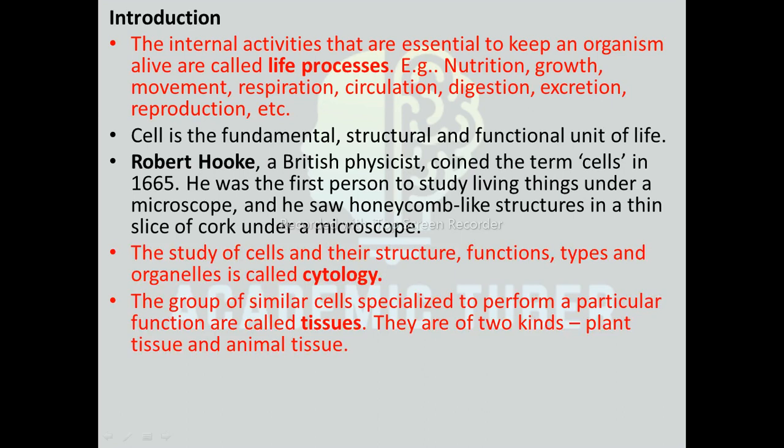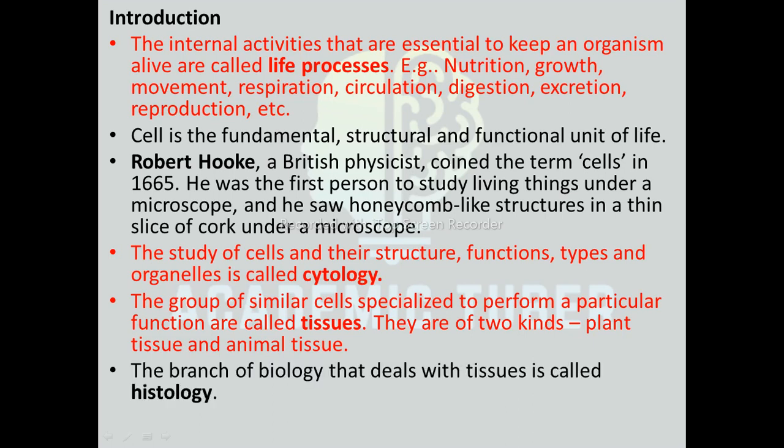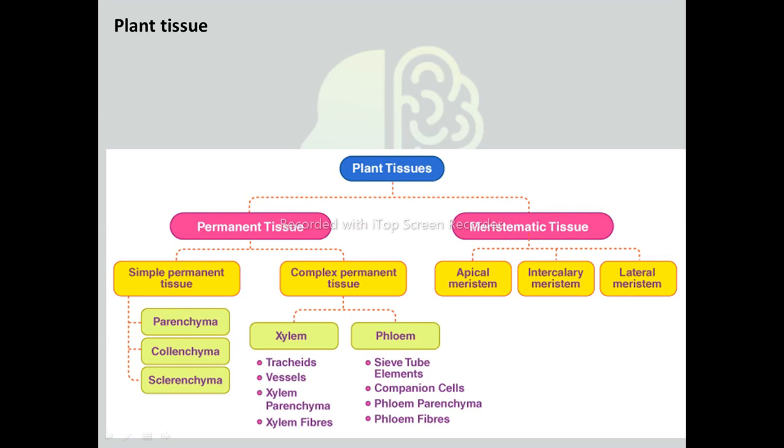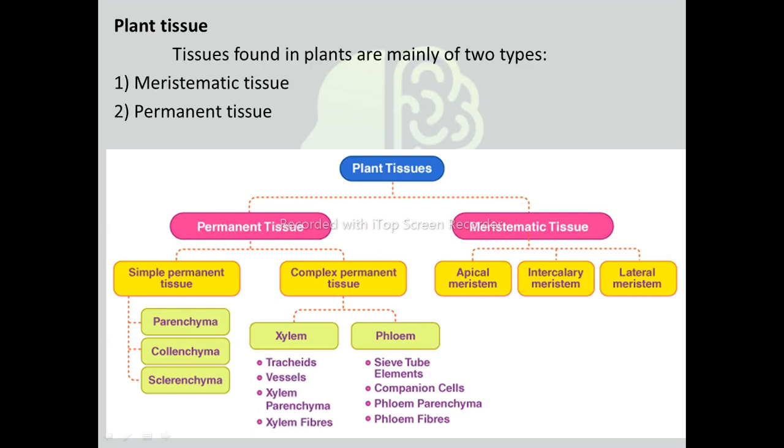The study of cells and their structure, function, types, and organelles is called cytology. The group of similar cells specialized to perform a particular function is called tissue. They are of two kinds, plant tissue and animal tissue. The branch of biology that deals with tissue is called histology. Plant tissue. Plant tissue is generally categorized into two types: permanent tissue and meristematic tissue. Again, permanent tissue is categorized into two types: simple permanent and complex permanent.